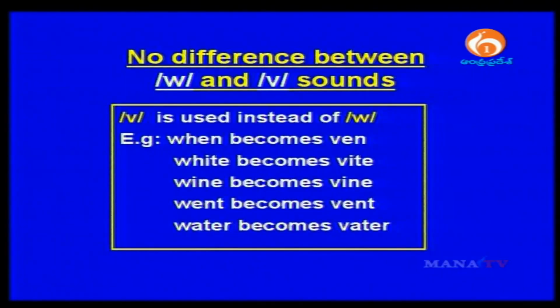We talked about this earlier when we were discussing consonant sounds. And we also looked at this when we brought out the w and v distinction. You have a lot of examples out here. White becomes vite. Wine becomes vine. In fact, both are English words. Wine is brought from the grapevine. Went becomes vent. Water becomes vater, and so on.